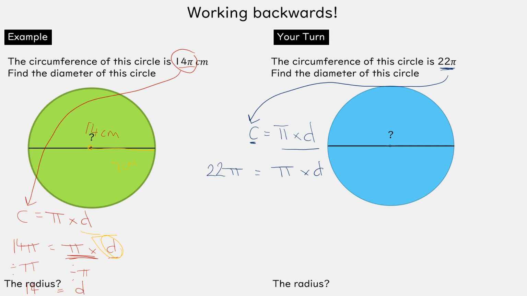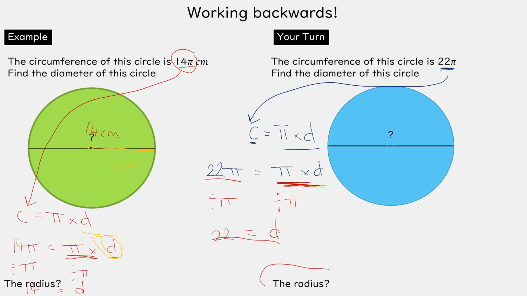I want to get diameter on its own because that's the thing I want to work out. So I need to get rid of this times by pi. Let's do the opposite and divide by pi. And we notice that therefore 22 pi divided by pi leaves us with 22. And on this side here we're left with diameter. That makes sense, doesn't it? Pi times the diameter equals 22 pi. 22 times pi will give us 22 pi. So I know that that is correct.